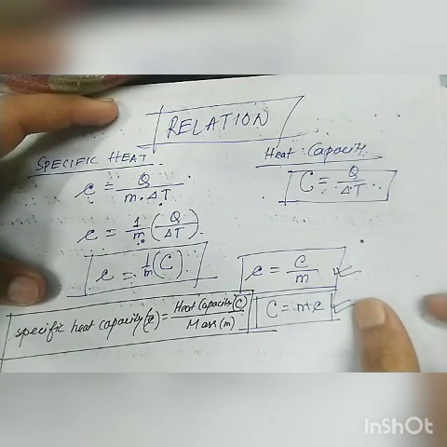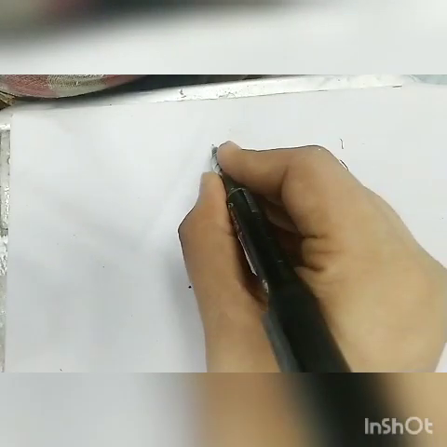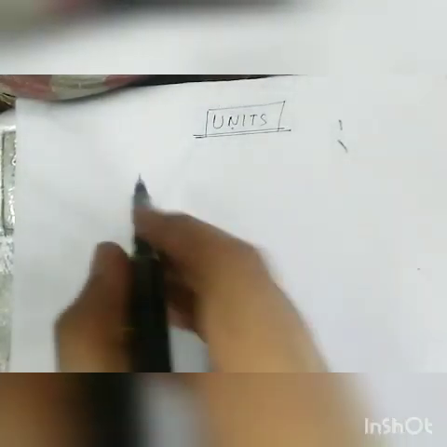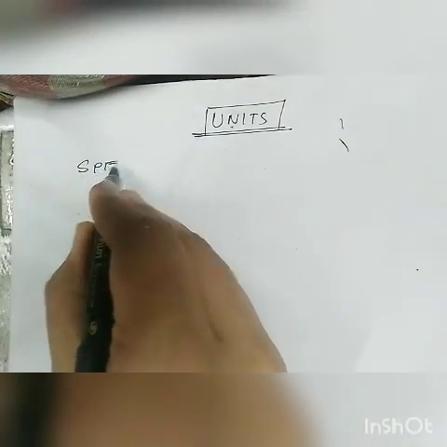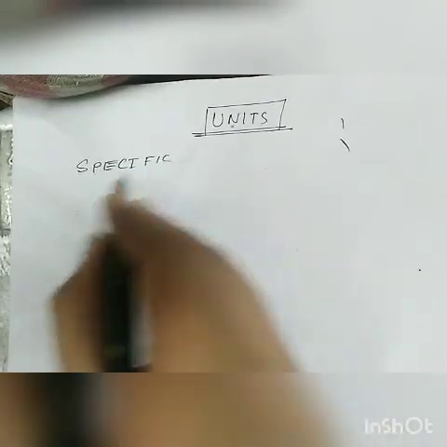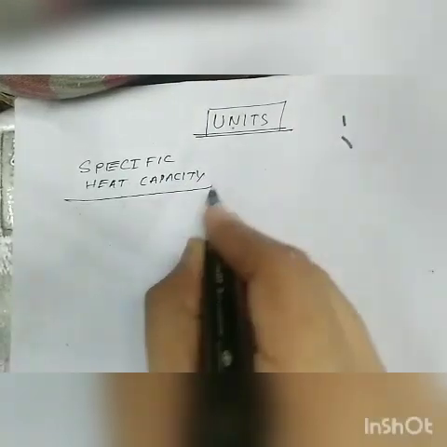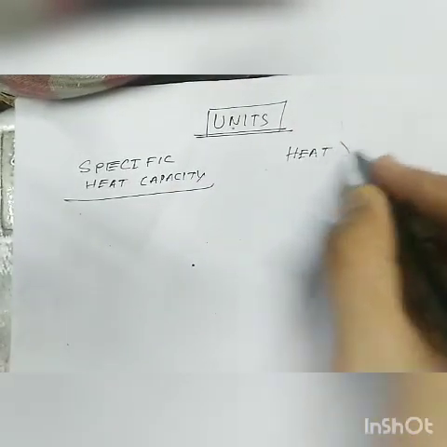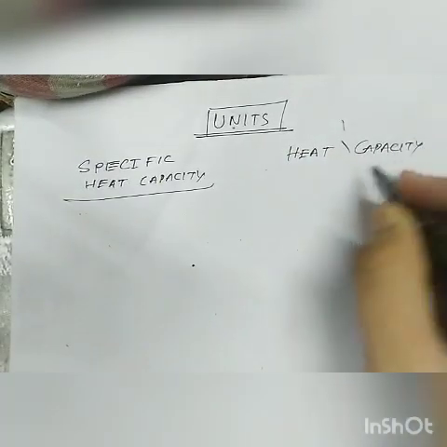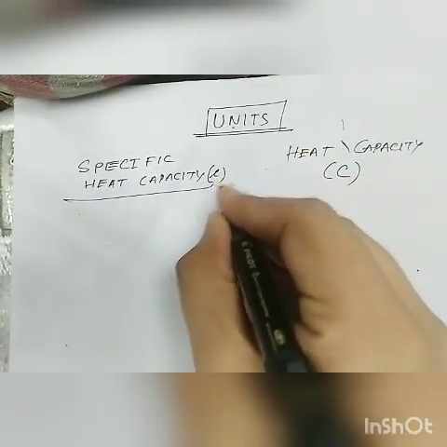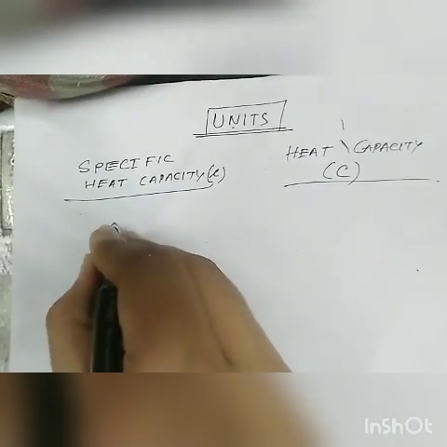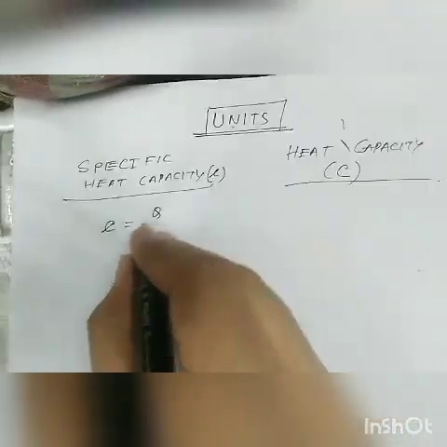So now the final thing: when we study any object, a very important thing is to learn their units, because any physical quantity is strictly dependent on its units. So we learned two topics. One is specific heat capacity, and the second thing we learned in this video is heat capacity, the capital C, and here the small c. Very easy. The units can be determined from their formulas. You don't need to remember them.